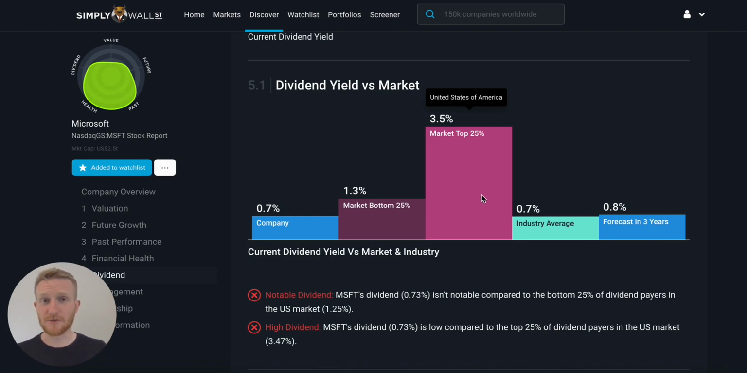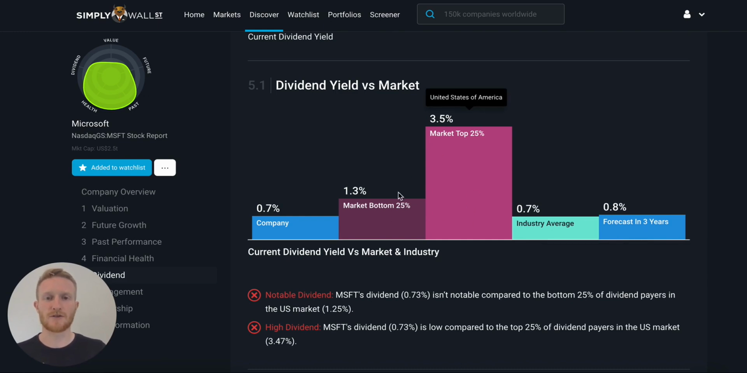And now this isn't a metric we check, but we do provide 2 additional pieces of data here. So we compare it to the industry average yield, and in this case it's the software industry. And we also show what the analyst consensus forecasts are for the dividend yield of this company in 3 years' time. And the reason we do that is to just provide a bit more context.